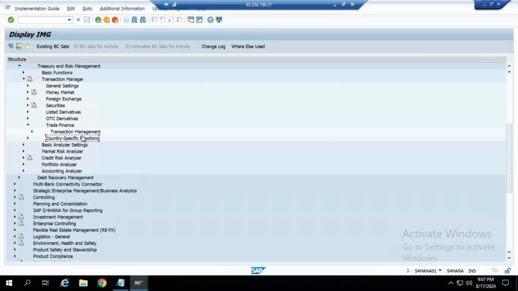So trade finance is basically about products like letter of credit, standby letter of credit, bank guarantee, corporate guarantee. All sorts of things are part of your trade finance. This trade finance module was not there in SAP ECC. Now in S4HANA, SAP has come up with a trade finance module.